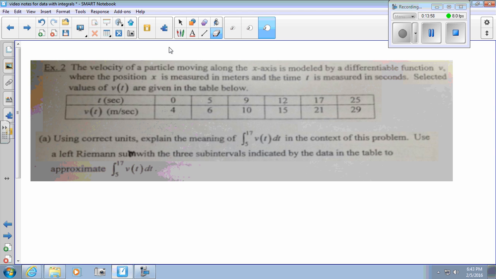Okay, now I need the units. The U stands for units. If you'll notice up here in the table, my velocity is in meters per second. So my change in the position of the particle is in meters, and then the T is for time, the time interval, from 5 seconds to 17 seconds.